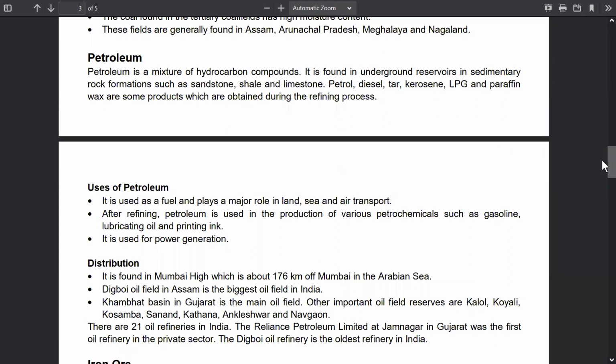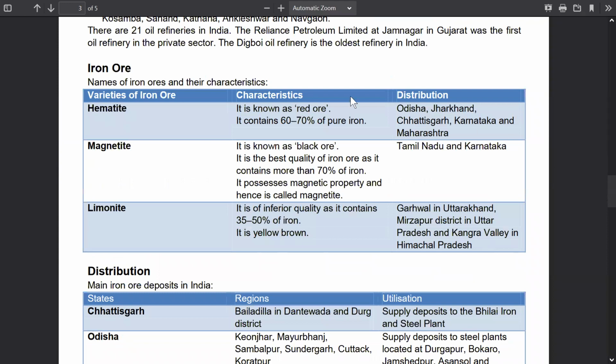The next conventional source of energy, which is the iron ore. Okay. Now, what about iron ore? Name of iron ores and their characteristics. So it is divided into three categories. First is hematite, the second is magnetite, and the third is limonite. Hematite is known as a red ore, magnetite is known as the black ore. They have their respective color definitions, and limonite is known as yellow brown.